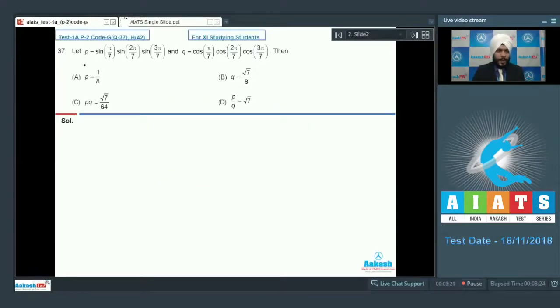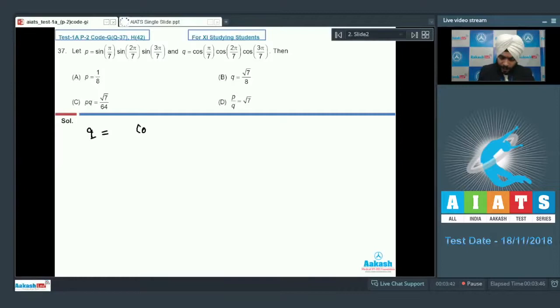Question number 37 says that let P is equal to sin pi by 7, sin 2 pi by 7, sin 3 pi by 7 and Q is equal to cos pi by 7, cos 2 pi by 7, cos 3 pi by 7. Then I have to find the value of P, Q, P into Q or P by Q. So students, how are we going to deal with this particular problem based on trigonometry? Let us start from Q first of all.